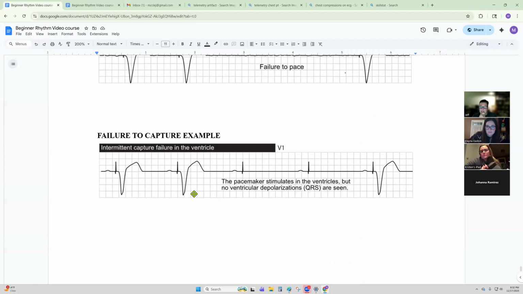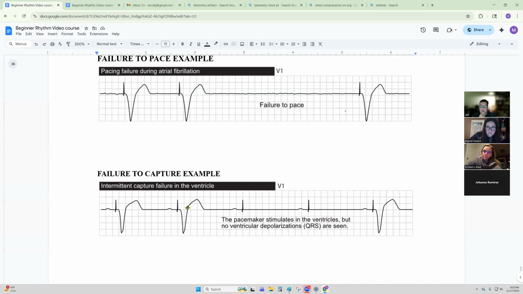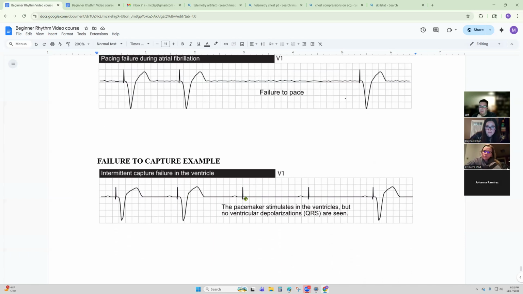So this one here is the pacemaker failing to capture. The pacemaker up here, the pacemaker failed to work. This down here, the pacemaker is actually trying to fire, but it does not capture and make that tissue contract, right? Because you have the P wave, you have the pacer spike, you have a missing QRS complex as a failure to capture.